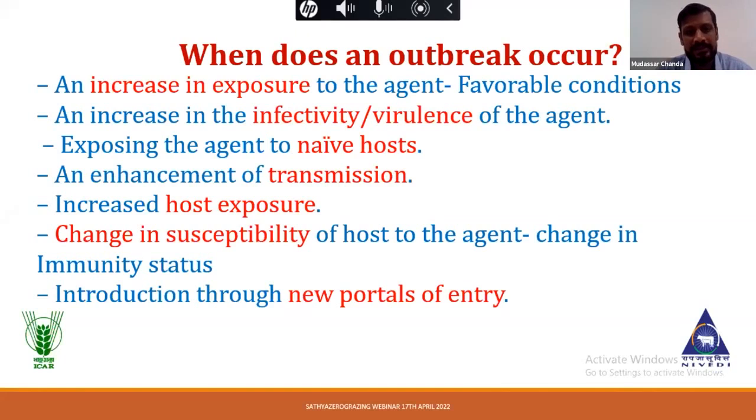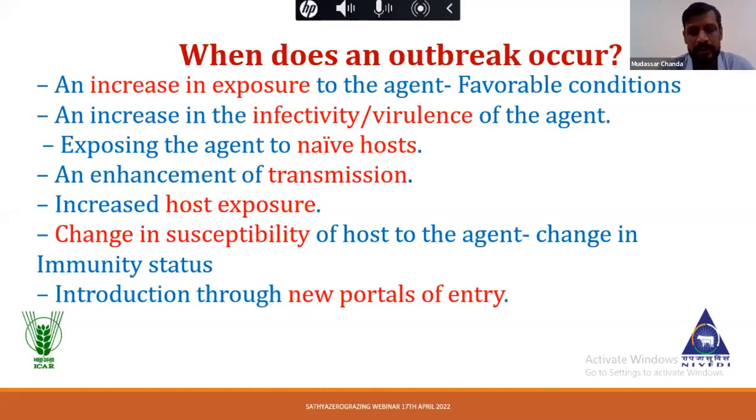But these are very simple things we need to consider when you are investigating whether there is some increase in the exposure, or the virus or the bacteria has more infectivity, or some susceptible population has been introduced into a village, or maybe there's some immunity problem, or some vaccination that needs to be changed. These are very simple points to be remembered.